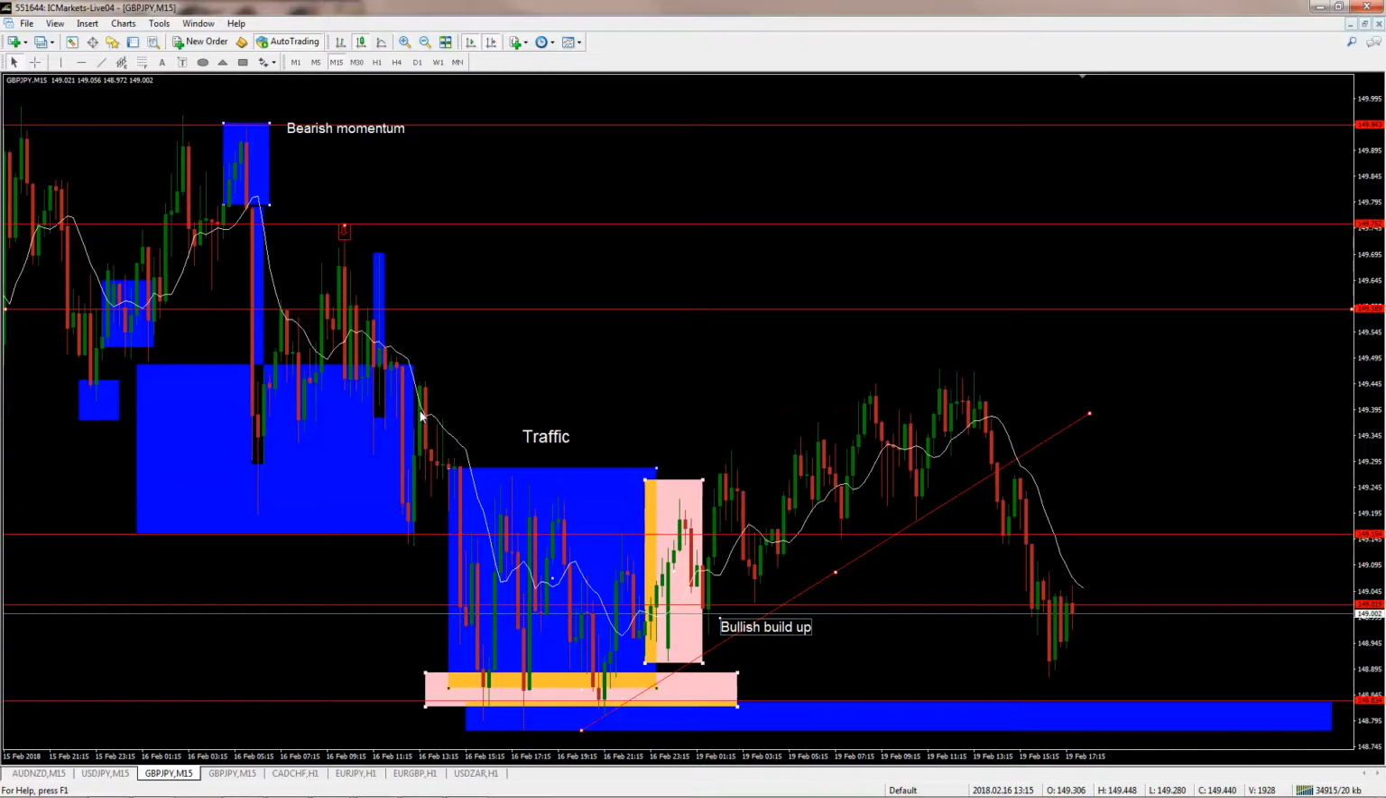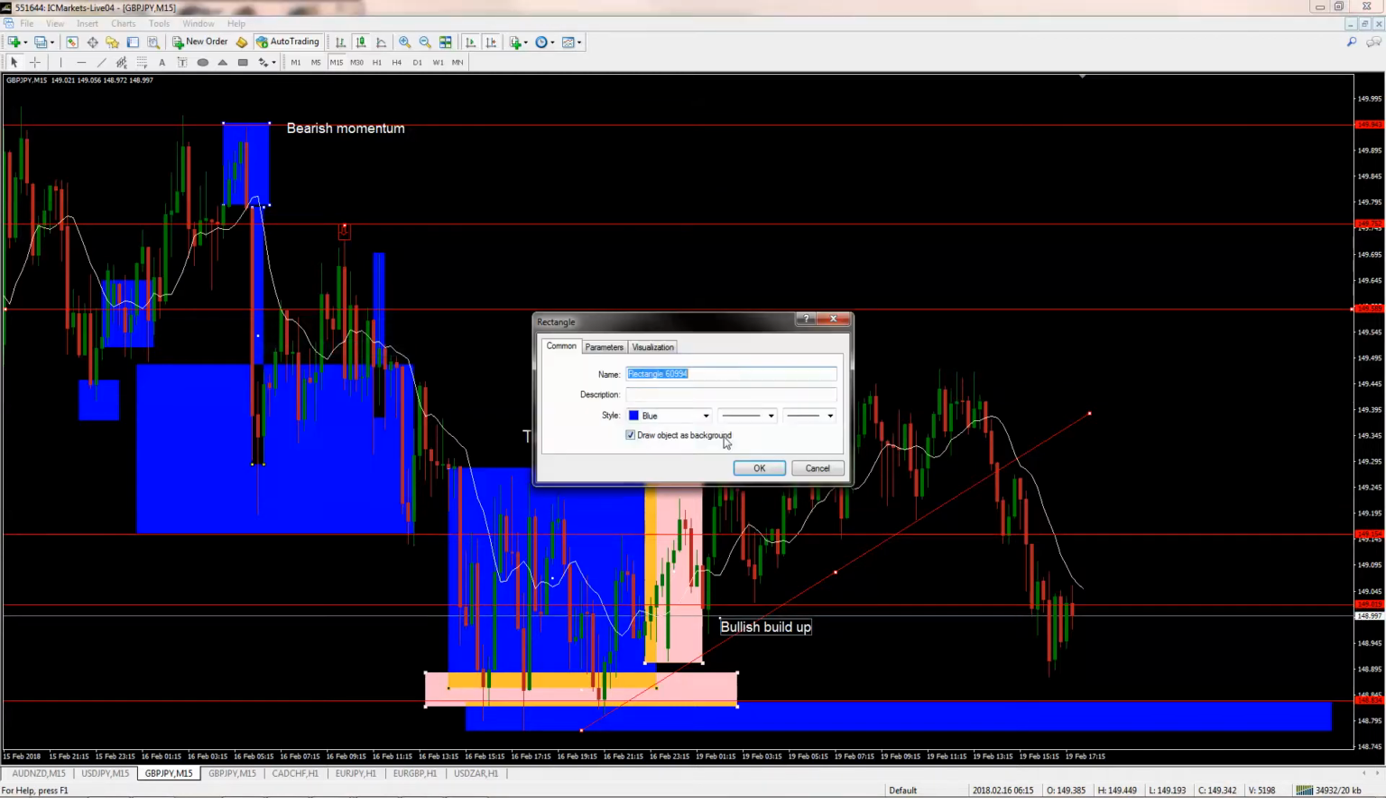I know some people are using their RSIs, the stochastic, all sorts of indicators. It's fine if it works for you. I'm using price action, and this is what I wanted to explain. Watch the momentum. This one was a clear indication.